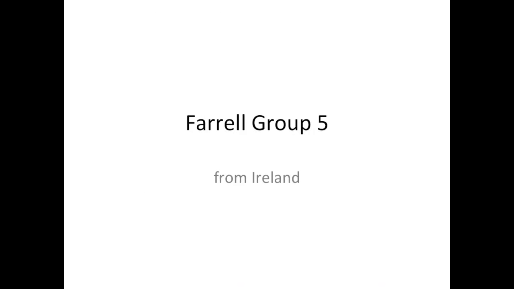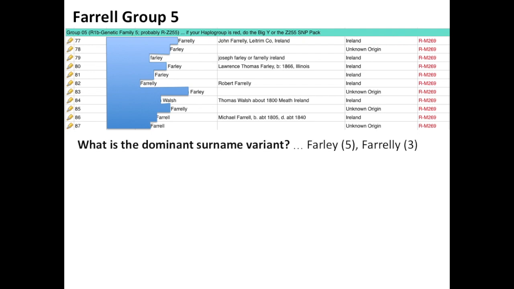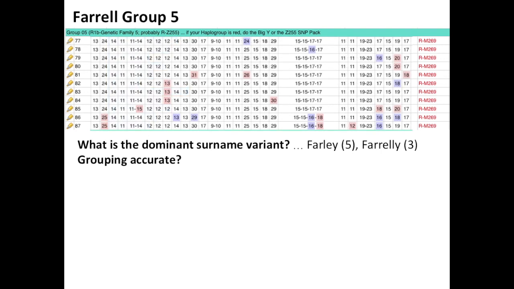So Farrell Group 5 is from Ireland. You can see the dominant surname variant is Farley and Farrelly. Grouping appears to be relatively accurate. What I'm seeing here is these last two people: there's two 25s, 16, 18, and 16. They're definitely more closely related to each other than the rest of the group. It's probably a sub-branch of the overall group.